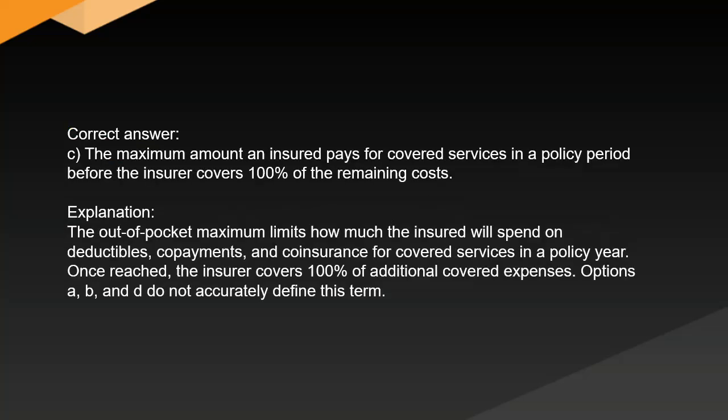Correct answer. C. The maximum amount an insured pays for covered services in a policy period before the insurer covers 100% of the remaining costs. Explanation. The out-of-pocket maximum limits how much the insured will spend on deductibles, copayments, and coinsurance for covered services in a policy year. Once reached, the insurer covers 100% of additional covered expenses. Options A, B, and D do not accurately define this term.